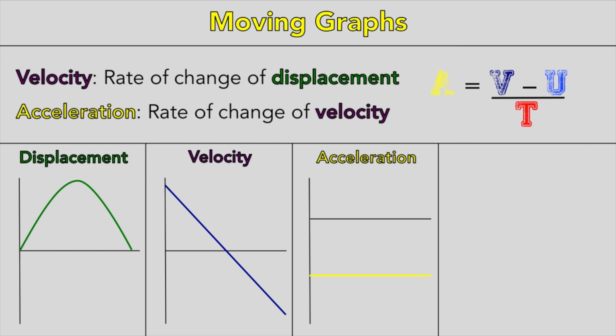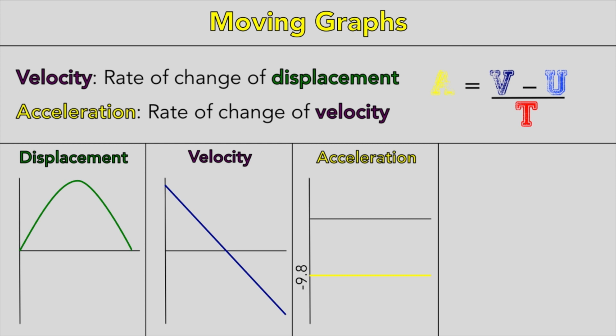Finally, acceleration, which is the gradient of the velocity graph, is constant in this case. Its acceleration due to gravity is about 9.8 metres per second squared in this scenario. It's negative in this case because of the direction that we're taking as positive. We just assign positive being up and negative being down. You can do it either way, it just makes sense.